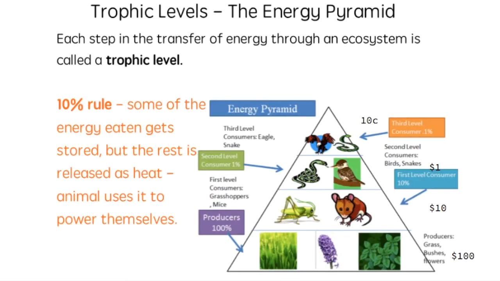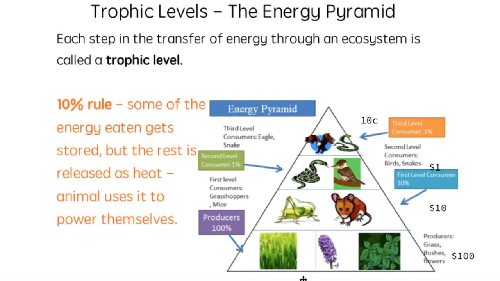Next, we're going to talk about trophic levels. So we discussed the food web earlier this week, but now we're going to talk about why there are certain numbers of organisms per each level. So there's a 10% rule, which means some of the energy that animals eat gets stored, but the rest is released as heat, and they use it to power themselves.